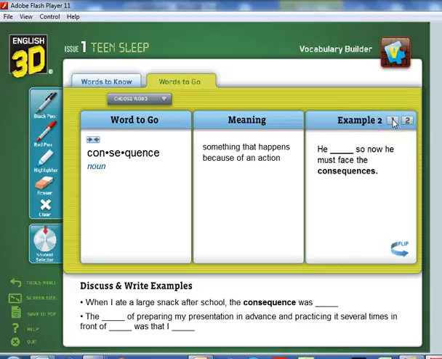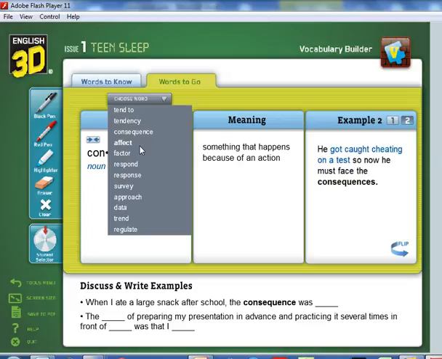Okay, second example. He stayed out past curfew, so now he must face the consequences. And curfew is the time when your parents say you have to be home. If they tell you, okay, Saturday night you have to be home at 10:30, that's your curfew. He stayed out past curfew, so now he must face the consequences. Or he got caught cheating on a test, so now he must face the consequences. Consequence.